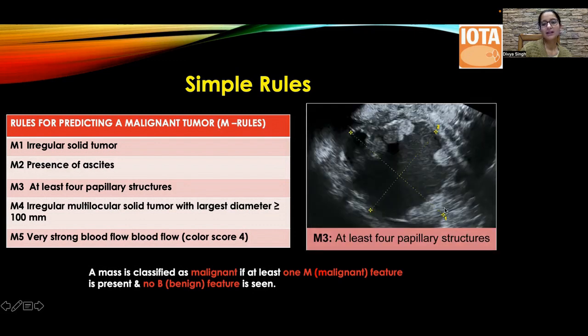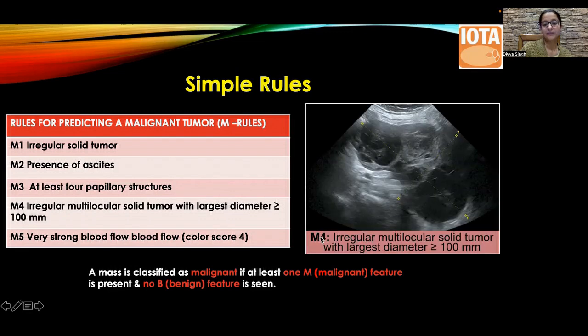So here you can easily see multiple papillary projections. Even if I don't measure, I know that the height of all these projections is going to be more than 3 millimeters. So they are papillary projections, 1, 2, 3, 4, 5. So more than 4 papillary projections definitely here. This is M3, sorry. Then M4 is irregular multilocular solid tumor with the largest diameter greater than or equal to 10 centimeters.